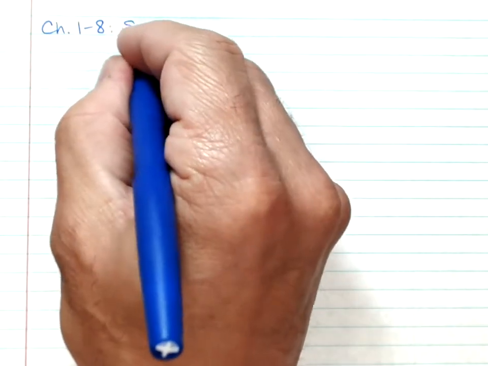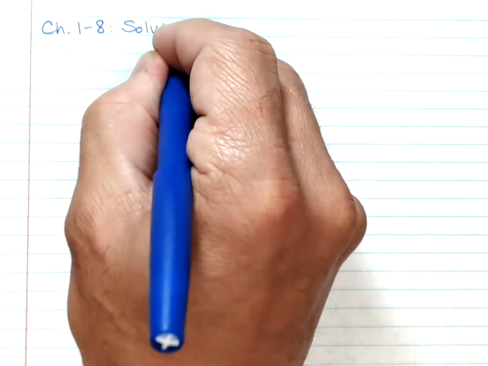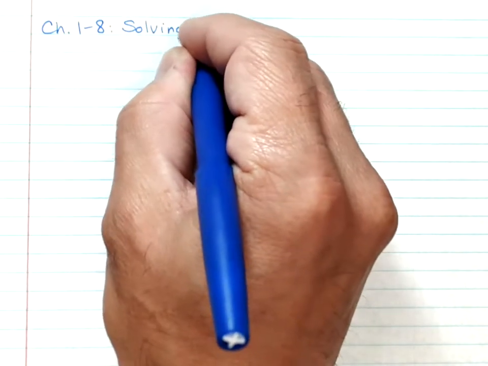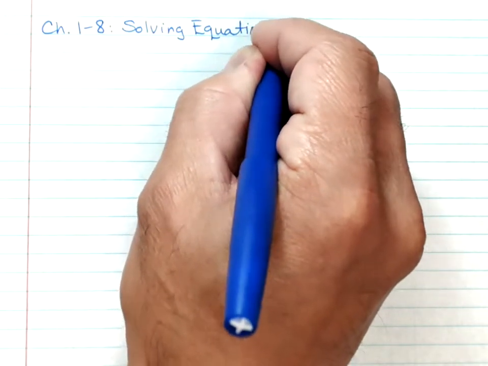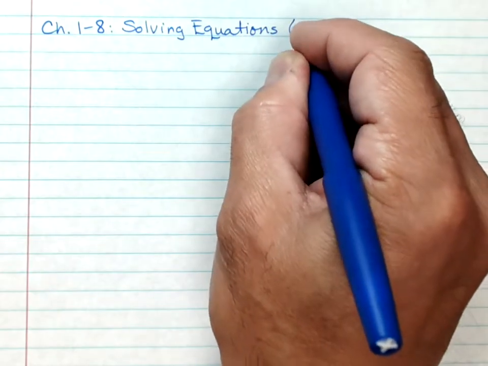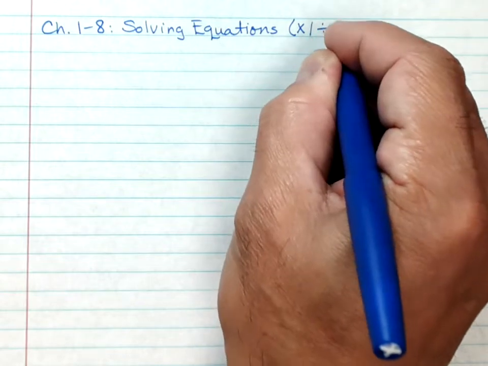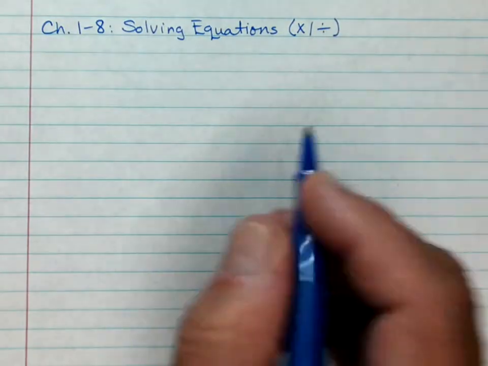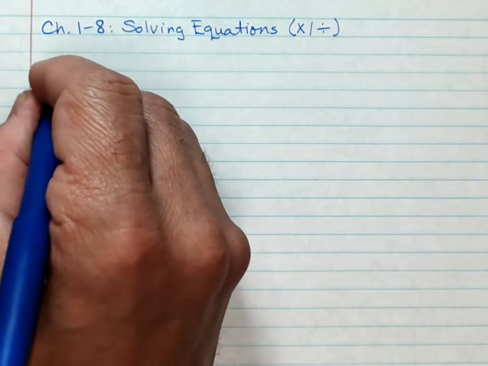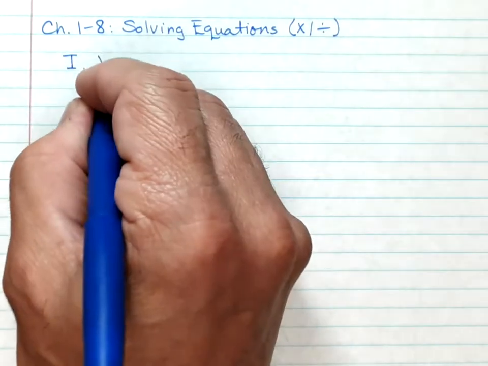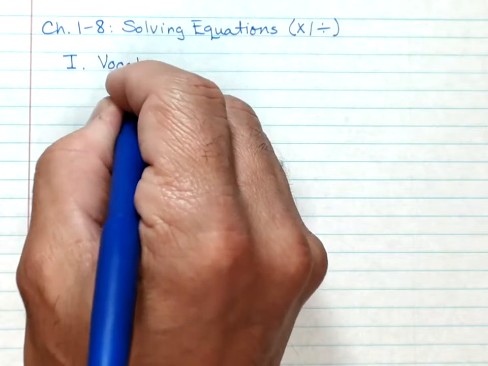Chapter 1, Section 8, Solving Equations. This will be done through either multiplication or division. Let's just go over some quick vocabulary. This is more review than anything because you've already had it in class.